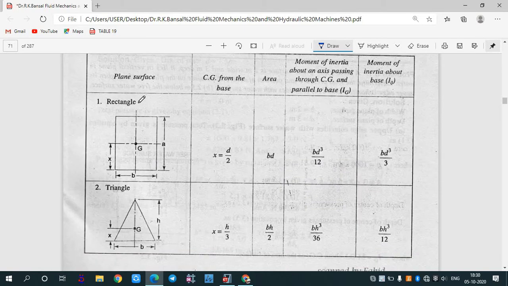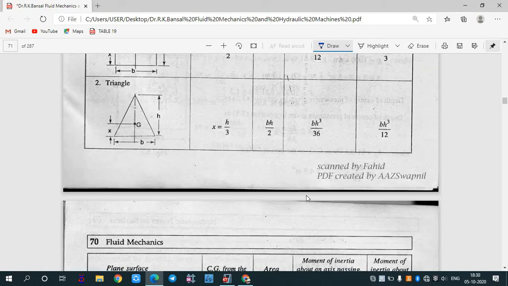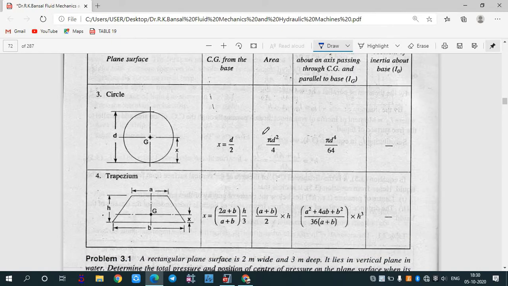After that, I also shared with you the different shapes. One was the rectangle: the center of gravity from the base is d by 2, area is b into d, and the moment of inertia is b d cube by 12. In case the question asks for a triangle, then the CG will be h by 3, area will be b h by 2, and b h cube by 36 will be the moment of inertia. In case of a circle, the CG is d by 2, area is pi by 4 d square, and the moment of inertia is pi d to the power 4 by 64. In case of a trapezium, this is the formula. So this we discussed in the previous class.